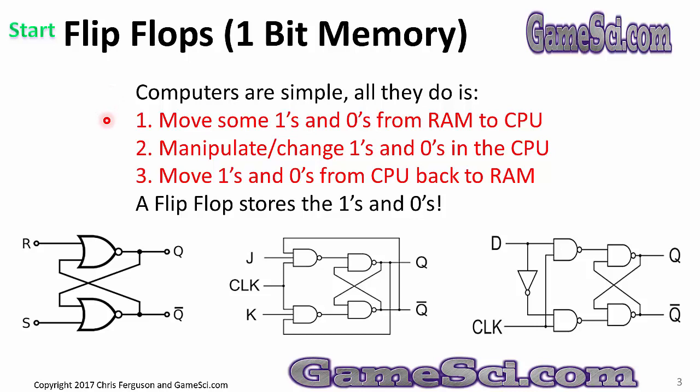Computers are simple. All they do is, number 1, move ones and zeros from RAM to CPU, number 2, manipulate or change ones and zeros in the CPU, and number 3, move ones and zeros from the CPU back to RAM. A flip-flop stores the ones and zeros. The job of a flip-flop is to store ones and zeros. There's several different flip-flops out there. There's an RS flip-flop, a JK flip-flop, and a D flip-flop. Those are 3 examples of flip-flops. And remember, a flip-flop stores a 1 or a 0. It's 1 bit of computer memory.